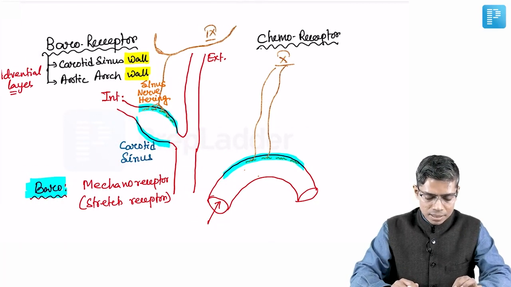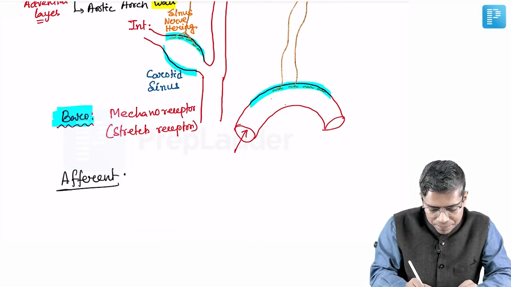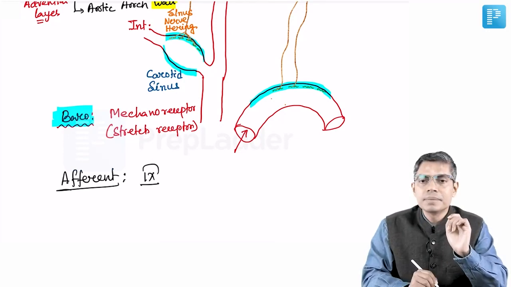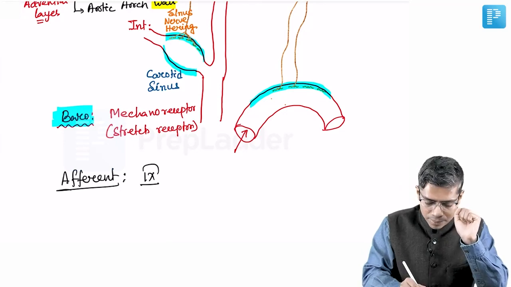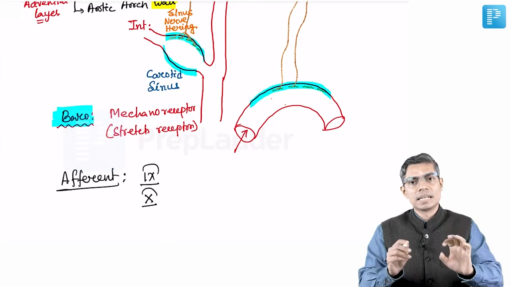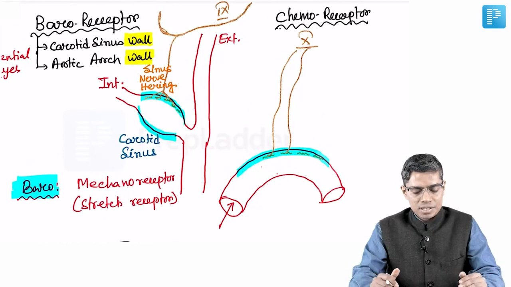So now I can understand that for the carotid sinus baroreceptor, the afferent is the 9th cranial nerve, okay, and for the aortic arch baroreceptor, the afferent is the 10th cranial nerve, right? So this is the location of the baroreceptor.